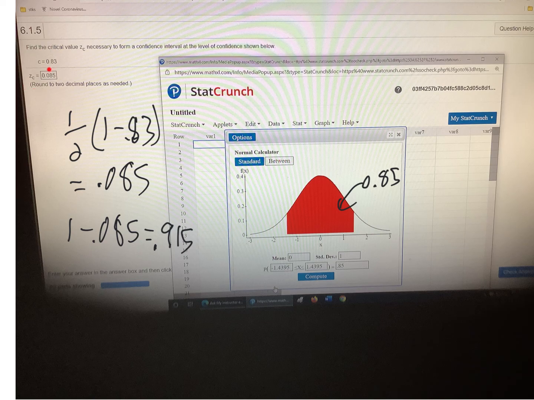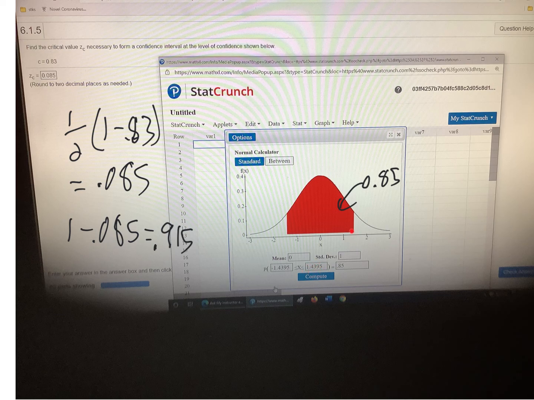And so you're given this. Looks like it's 0.83. I mistakenly made it 0.85. You leave that at 0 and 1, and then I put 0.85 here. You need to put 0.83 here. Then you click Compute, and the critical value would be this value right here.